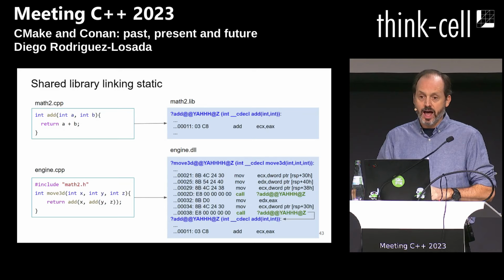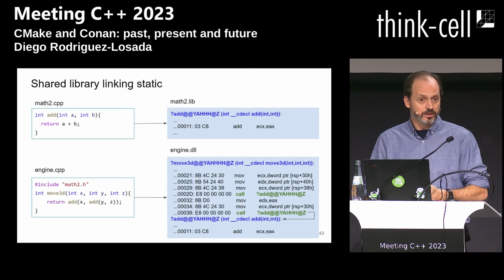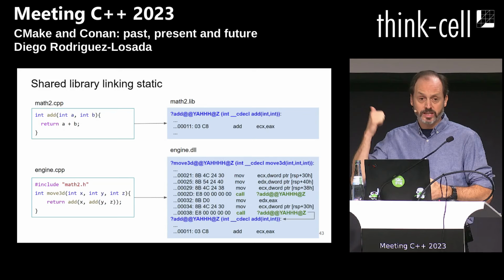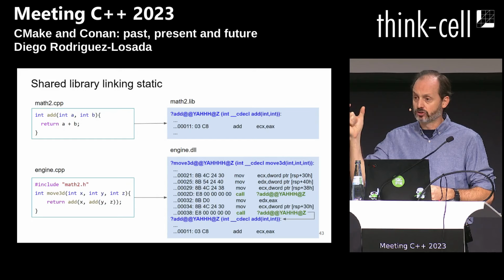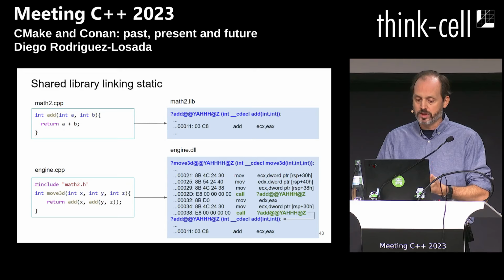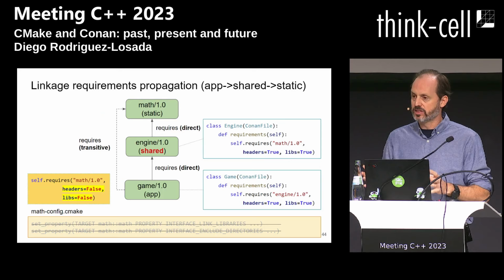And for other cases, for example, when Engine is a shared library and it is linking math as a static library, this is what happens. Actually, in the binary for the Engine DLL, we have the math functions copied inside. That means that when we are linking the application with Engine, we really don't need to link with math, because everything is an implementation detail of Engine.